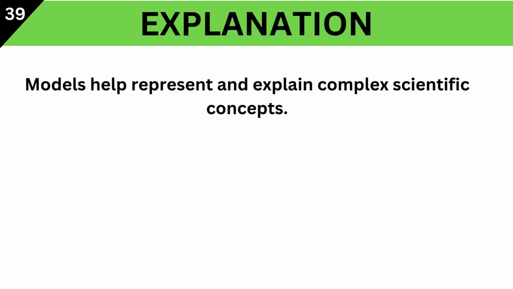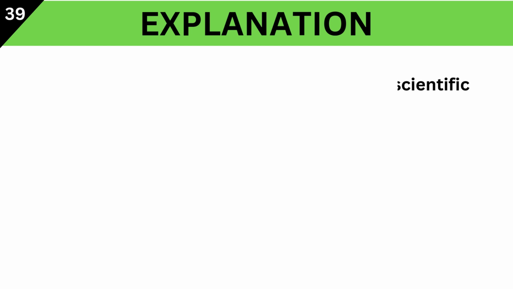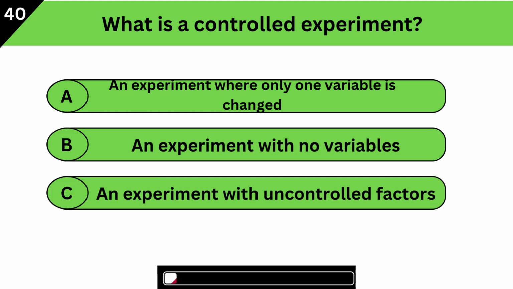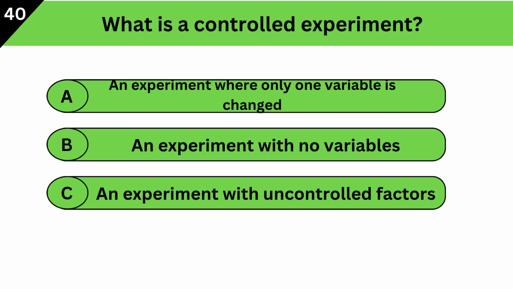Explanation. Models help represent and explain complex scientific concepts. What is a controlled experiment? Option A. An experiment where only one variable is changed. Option B. An experiment with no variables. Option C. An experiment with uncontrolled factors.